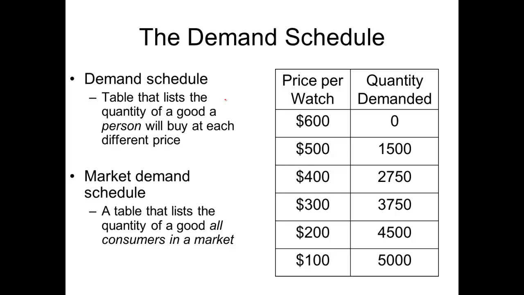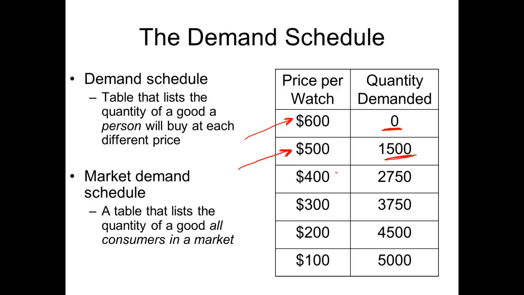Basically, the more expensive you price your watch, the less consumers are going to want it. So, for instance, if you were to price your watch at $600 per watch, you'll see here that in your community, 0 people are going to buy that watch. But as you lower the price, consumers are going to be more interested and therefore demand more of those watches. So if you lower it to 500 bucks, the people in your community will maybe want 1,500 watches.